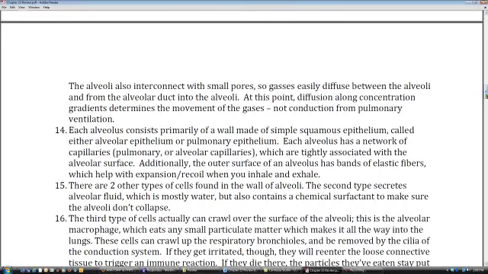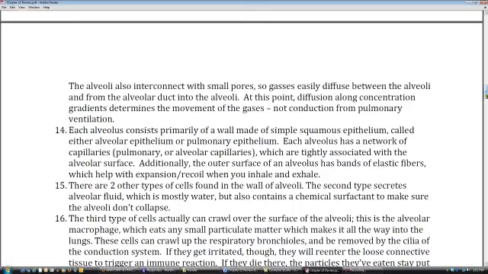The alveoli also interconnect. Between them they have small pores so that gases can easily diffuse, not only between the duct and the alveolus, but from one alveolus to the neighboring alveolus. So at this point, diffusion alone along concentration gradients is going to determine the movement of gases, not conduction, not pulmonary ventilation. Okay, we're going to focus on each alveolus.